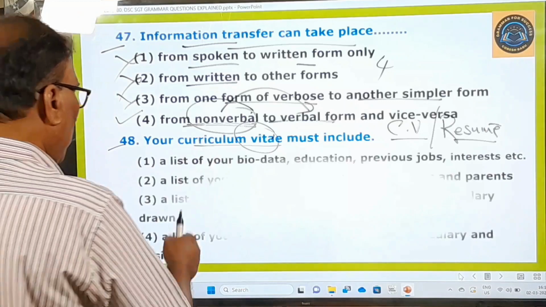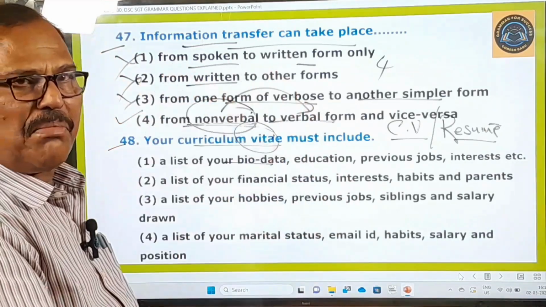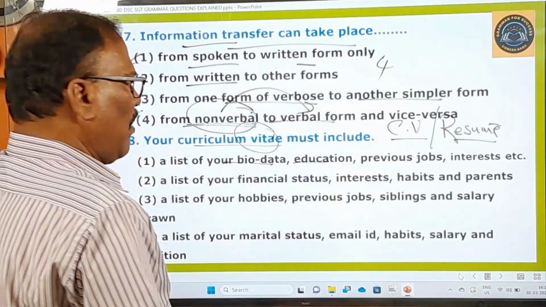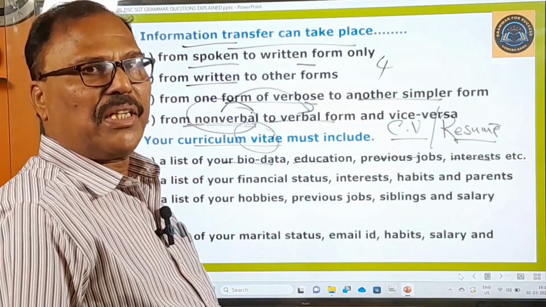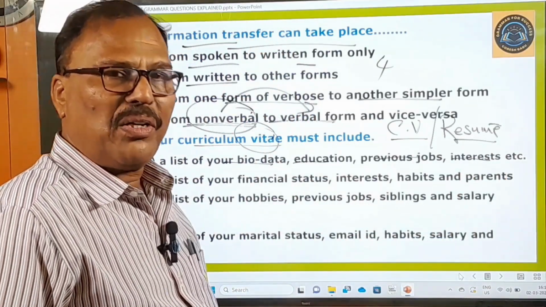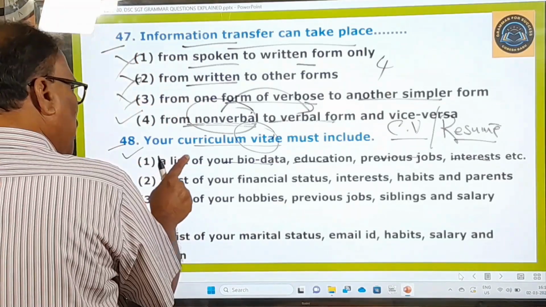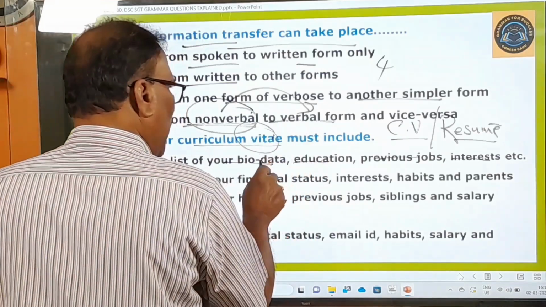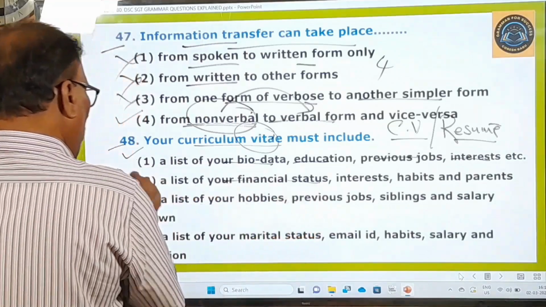So that includes a list of your biodata. Biodata means name, father's name, house number, phone number, this and that. Education, your educational qualification, previous jobs, okay, interests. What are your interests? Okay? Watching cricket is your interest. Playing football is your interest. Okay, playing chess is your interest. Right. So the first one is the only right answer, because curriculum vitae includes all these items: biodata, education, previous jobs, interests. Not financial status, no.